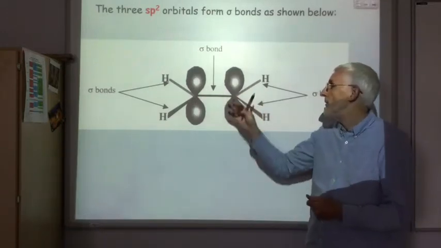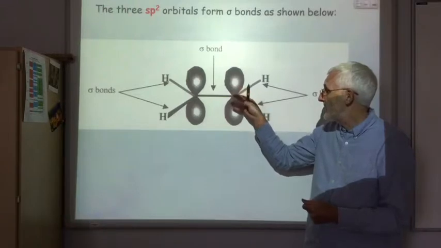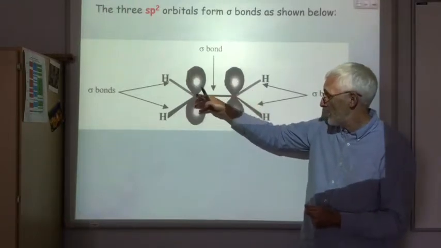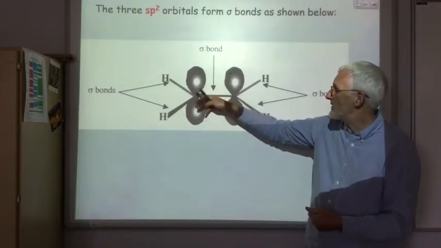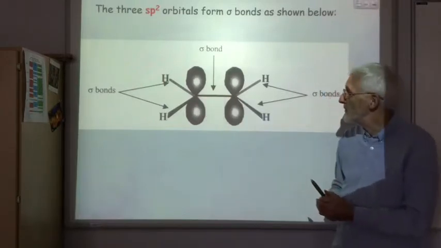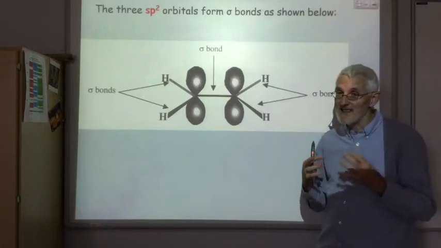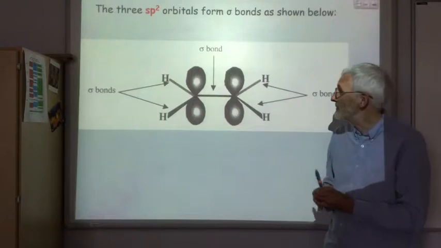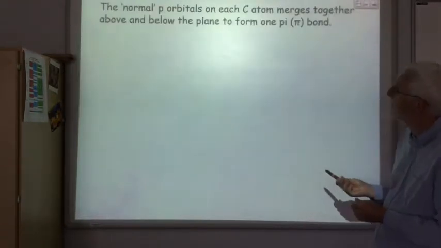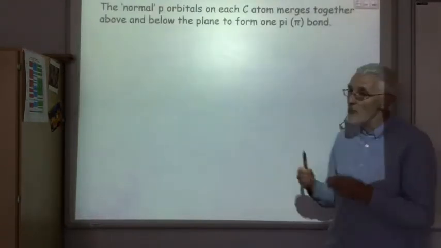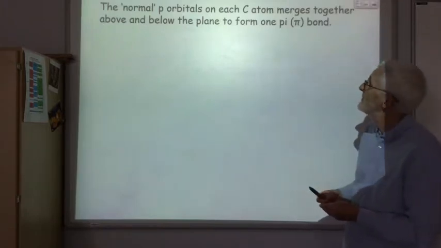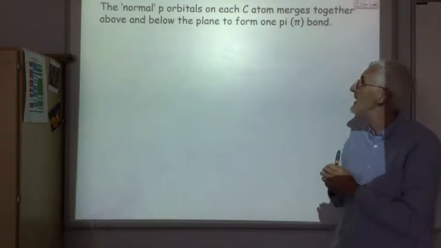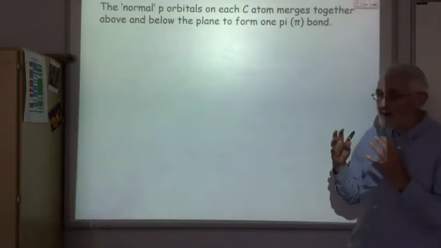And we know it forms a double bond, so it's going to bond with the electron in this carbon atom. It's going to bond with the electron or combine with the electron from this carbon atom to form the 2nd bond. But they can't do it as a sigma bond. You can't get the end-on overlap of these orbitals. Okay. So the normal non-hybridized p orbital, they merge together above and below the plane, forming what's called a pi bond.